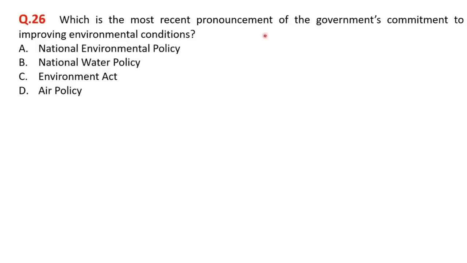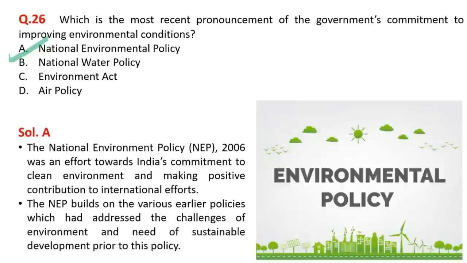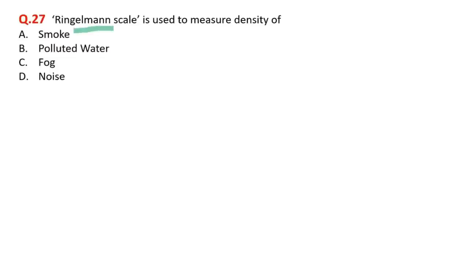Next question: which is the most recent pronouncement of the government's commitments to improving environmental conditions? So which policy came into effect with respect to improving our country's environmental conditions? It was the National Environmental Policy, that is NEP, which was launched in the year 2006. Next, Ringelmann scale is used to measure the density of what? So here it is used to measure the density of smoke.